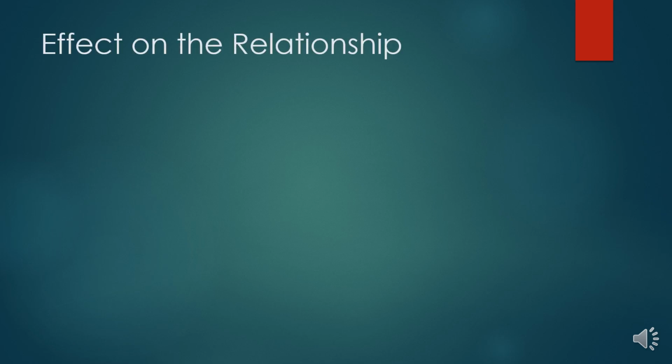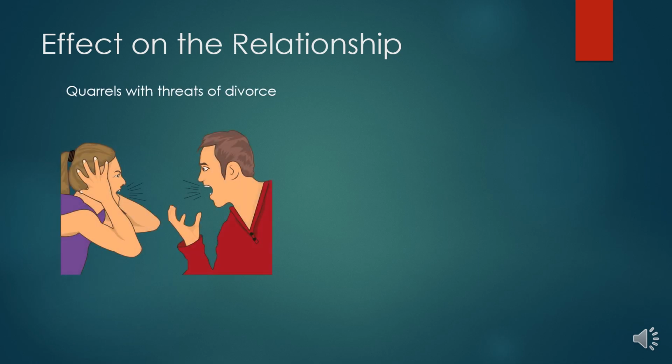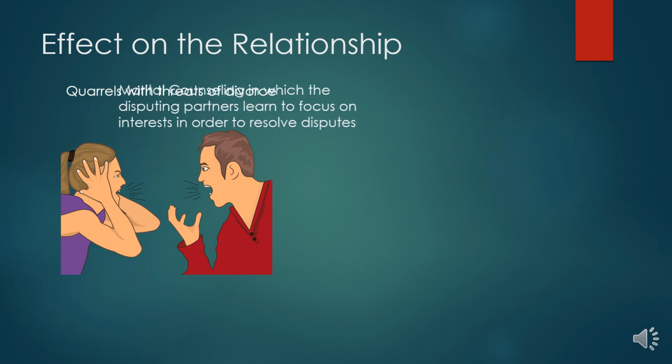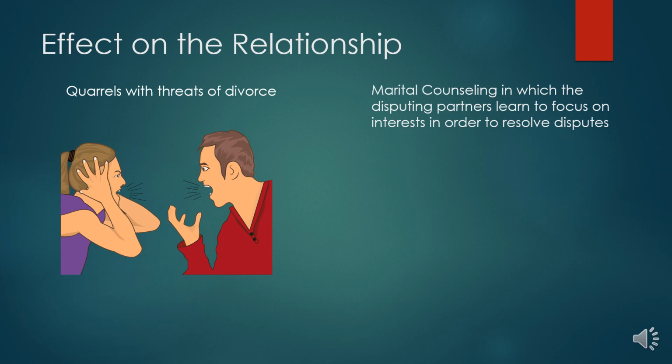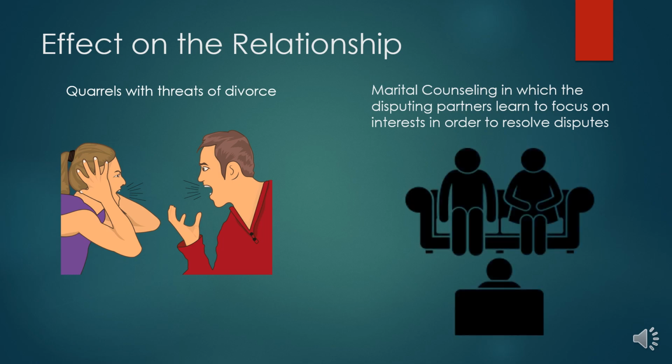Another thing to consider in order to determine the best approach to negotiation is the effect on the relationship. For example, in the context of a marriage, quarrels with threats of divorce may seriously weaken a marriage, whereas marital counseling in which the disputing partners learn to focus on interest in order to resolve disputes may strengthen a marriage.